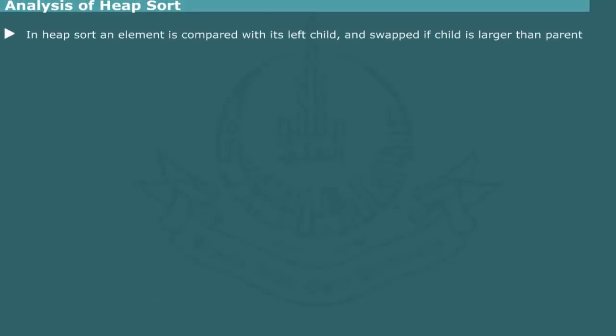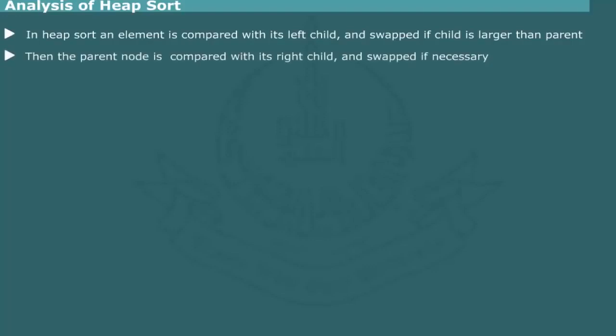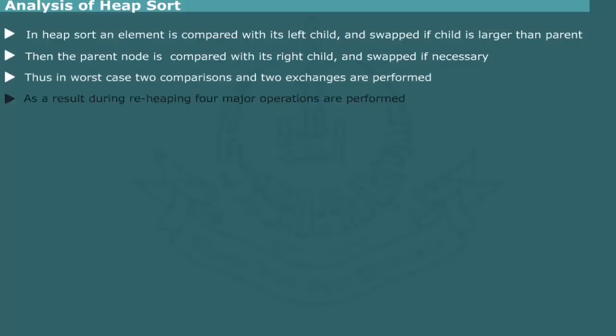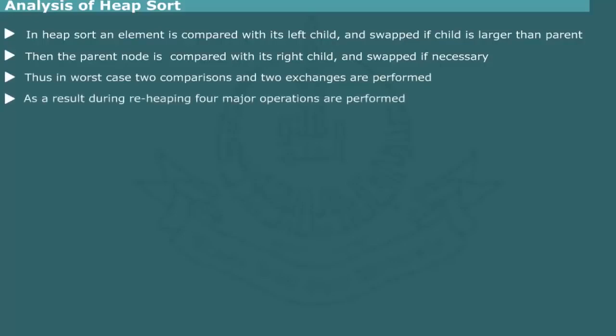In heaping, an element is compared with its left child and swapped if the child holds a larger element. It is then compared with the right child and swapped again if the right child holds a larger element. In moving down an element, two comparisons and at most two exchanges are performed. We conclude that during reheaping, four major operations are performed at each level of the binary tree.